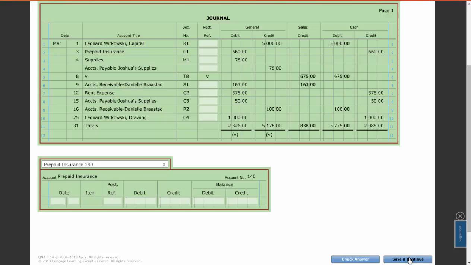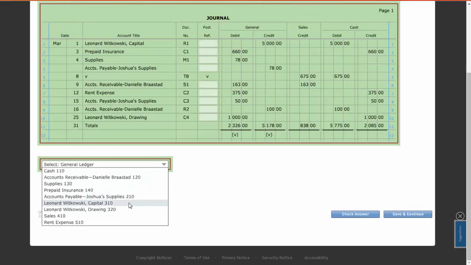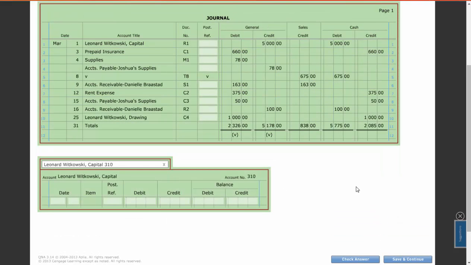So I would go through and I would look at a transaction. Actually, I'm going to switch. I'm going to do Leonard Witowski Capital. When I look at line 1 up here on my journal, moving across left to right, I always go by the line numbers on the left-hand side, not the date, because there could be multiple transactions with the same date. Does that make sense? But if I say line number, there's only that one line number.